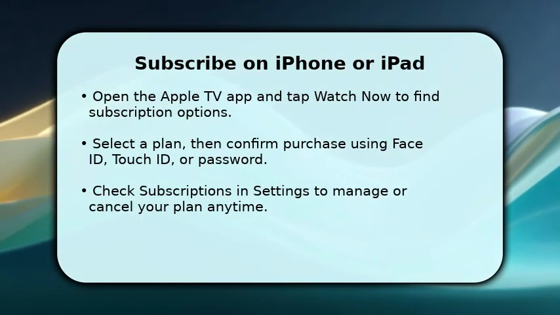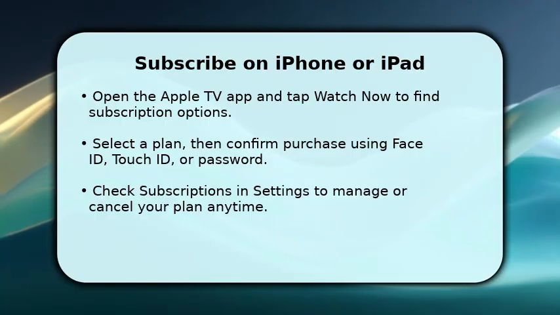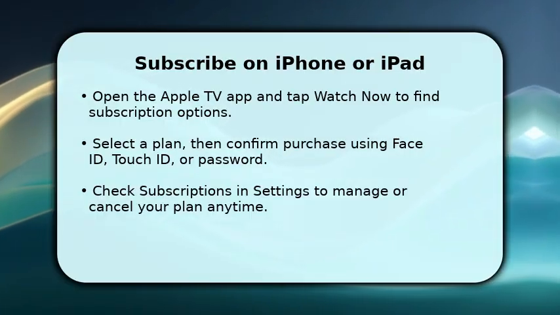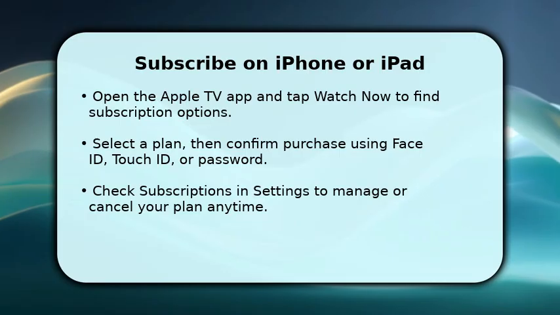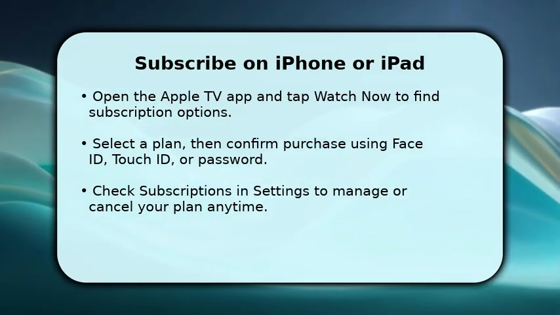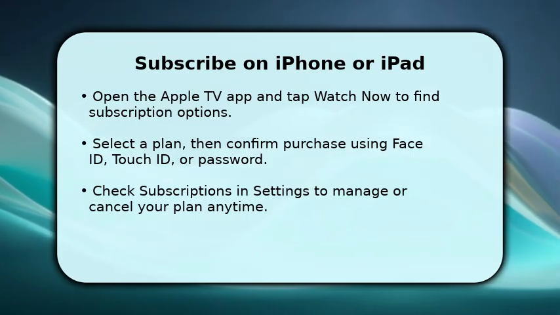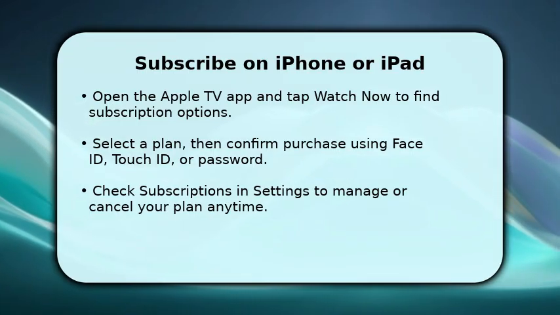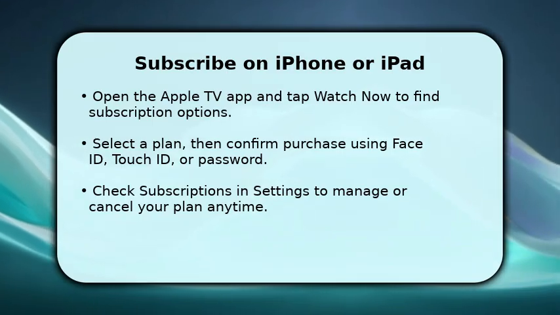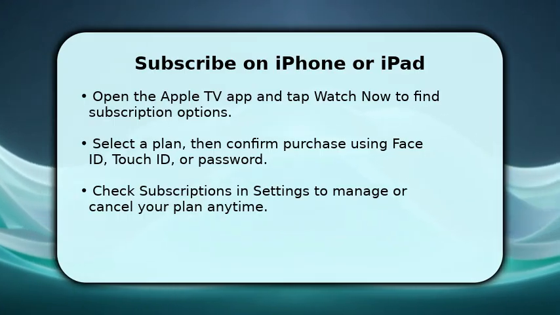To subscribe on an iPhone or iPad, open the Apple TV app and go to Watch Now. Tap the offer banner, choose your plan, and confirm the purchase using Face ID, Touch ID, or your Apple ID password. After subscribing, verify your plan in Settings under Subscriptions to manage billing or cancel when needed. If you want family sharing, invite members in Apple ID settings so they can access the service immediately.